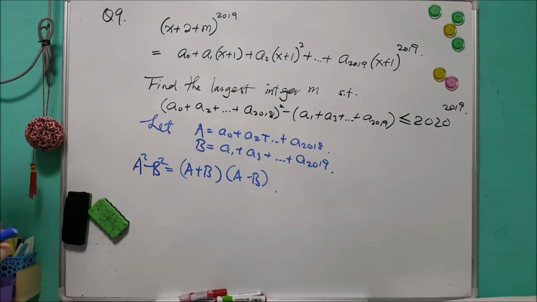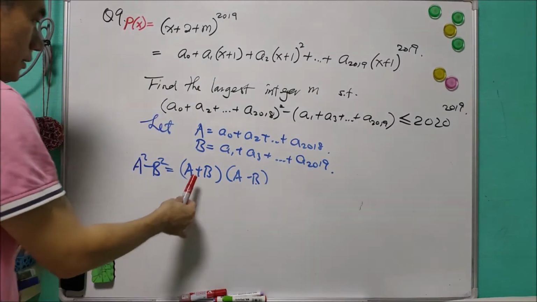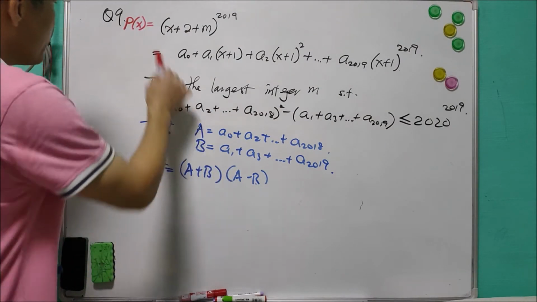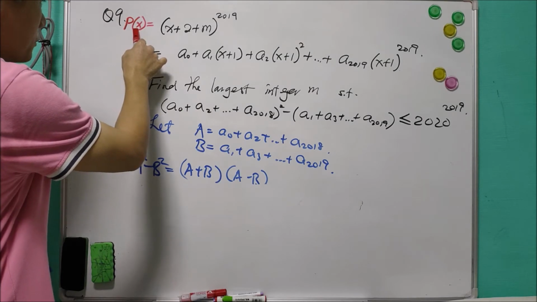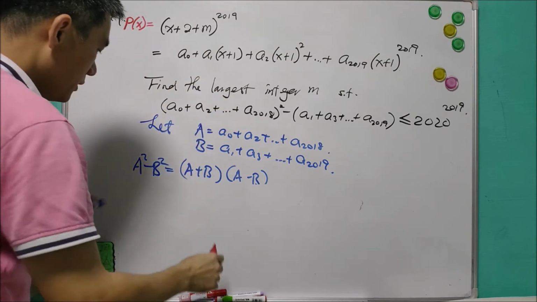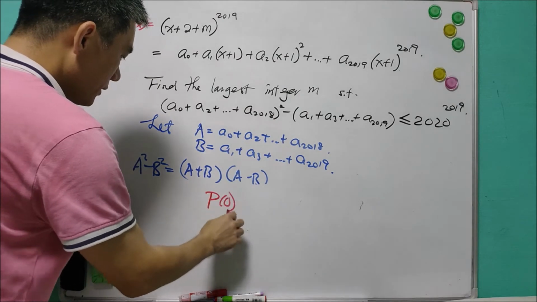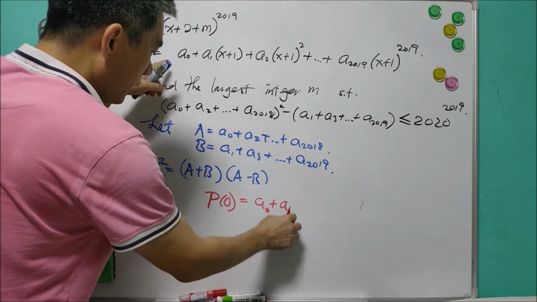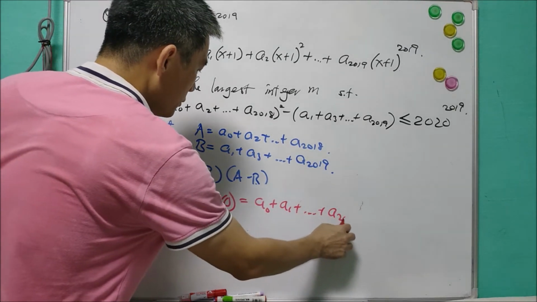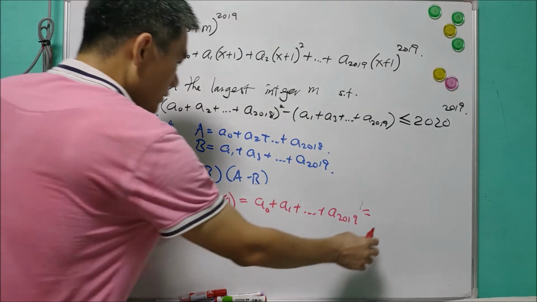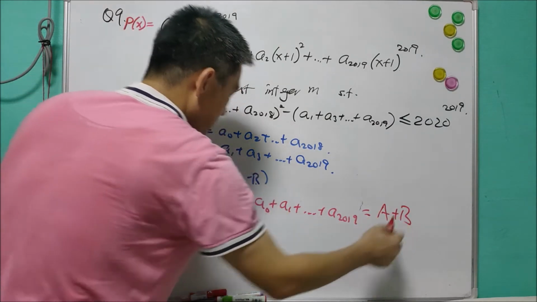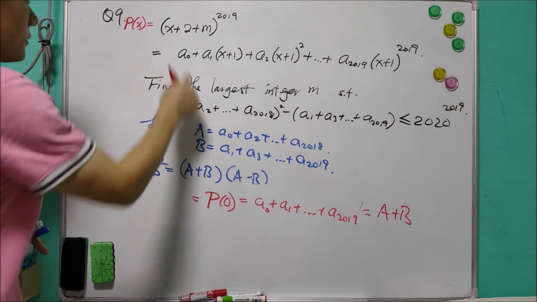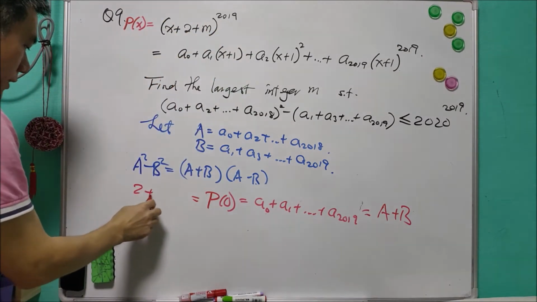The next thing I want to do is call this P(x). In order to get the sum of the coefficients, that's A + B here, we simply let x be equal to 0. So P(0) is equal to a0 + a1 all the way to a2019, and this is equal to A + B here. On the other hand, when x equals 0, this first row shows that it is (2 + m) to the power of 2019.